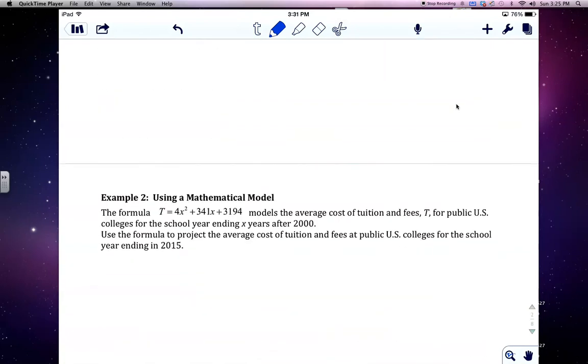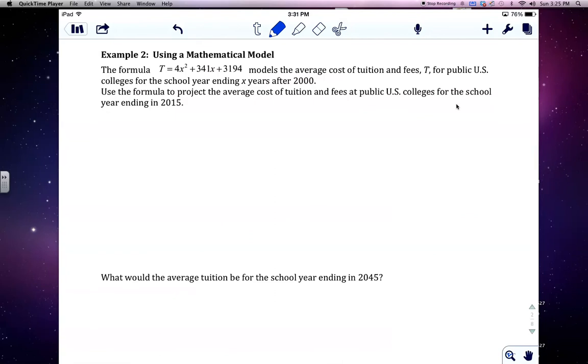Okay. I really like example 2 because this is a math model. The formula T equals 4x squared plus 341x plus 3,194 models the average cost of tuition and fees, represented by T, for public U.S. colleges for the school year ending x years after 2000.